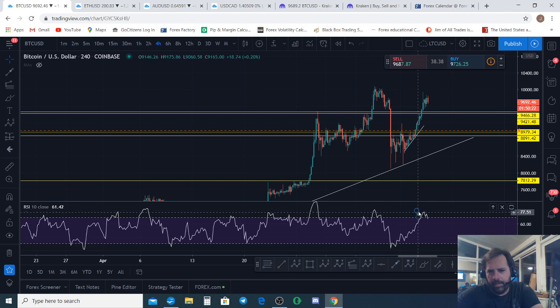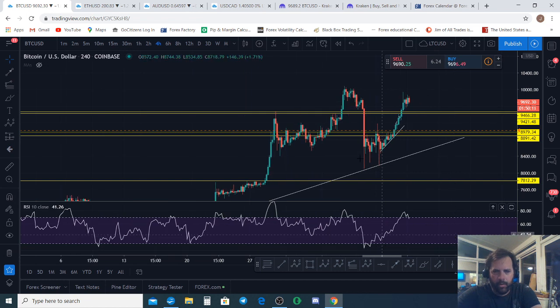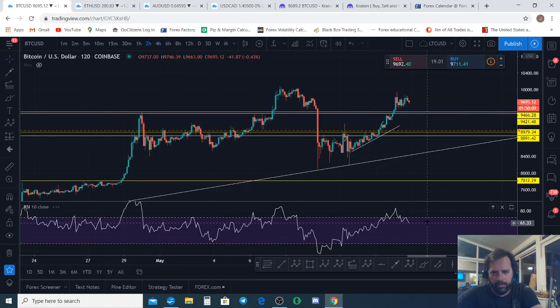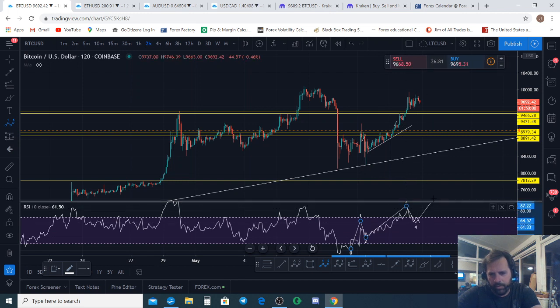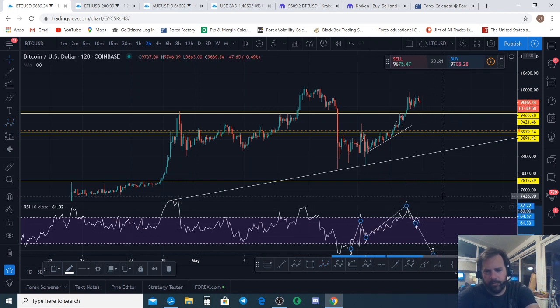No divergence yet here, guys. No divergence here. 1, 2, 3, 4, 5. Right now we've got three waves put in, and we're getting the fourth. You can count waves on the RSI, guys. I don't know if you've ever tried it, but try to count waves on the RSI. 1, 2, 3, 4, and 5.